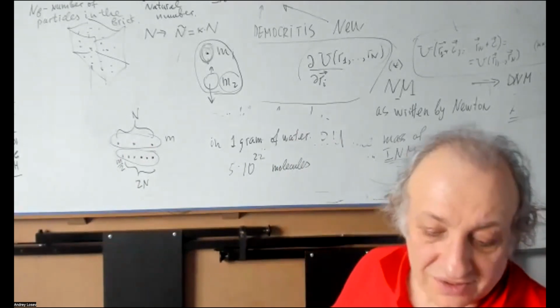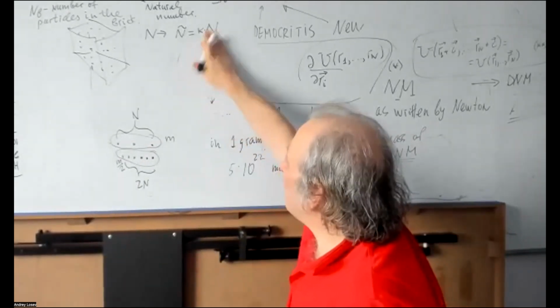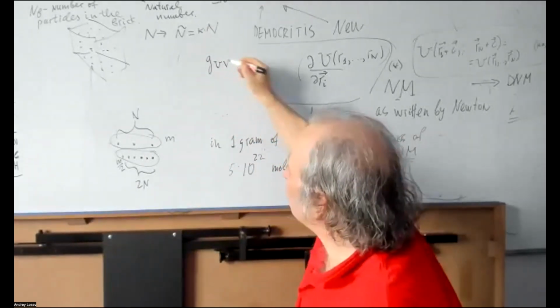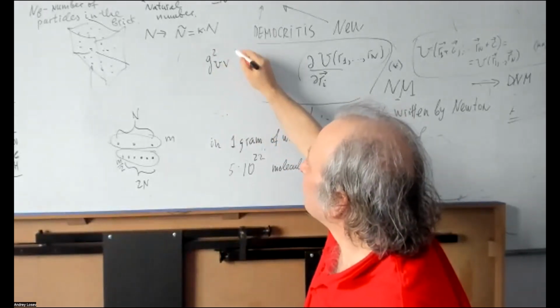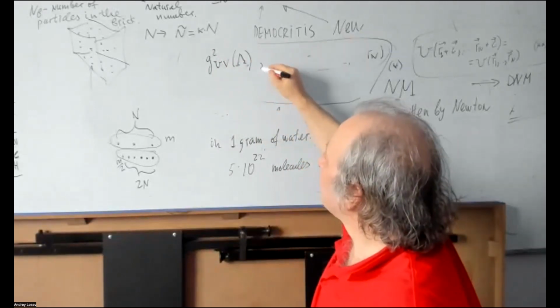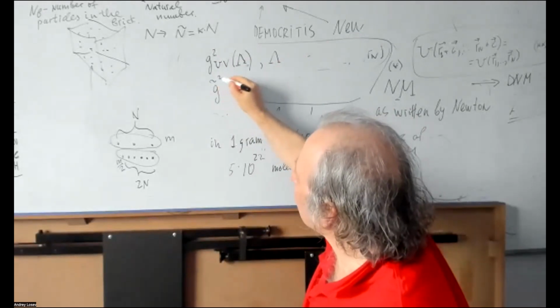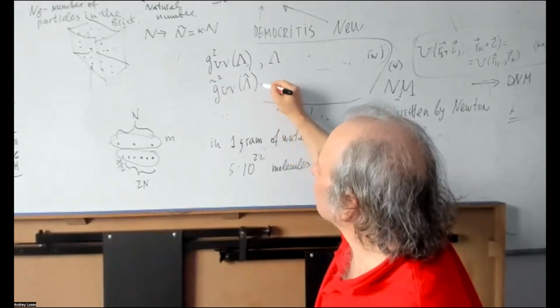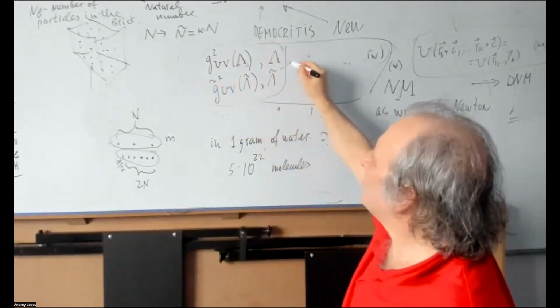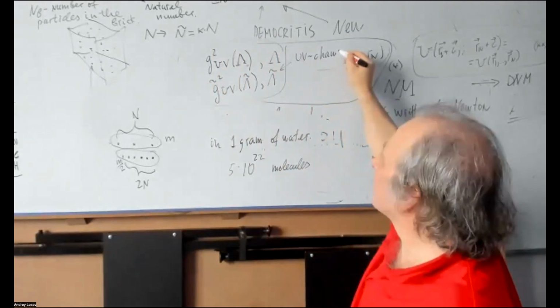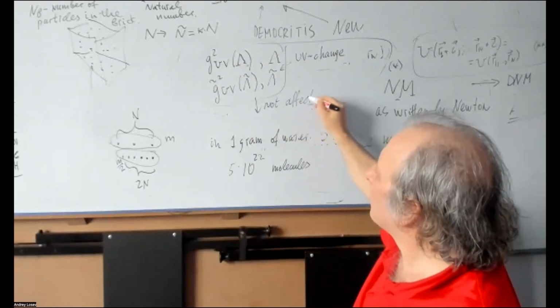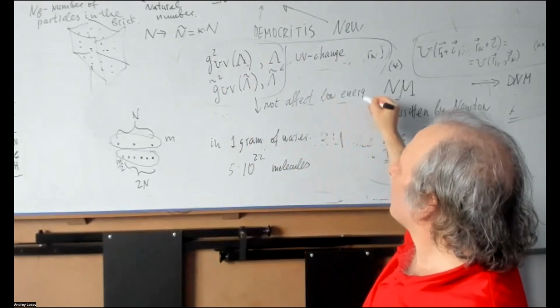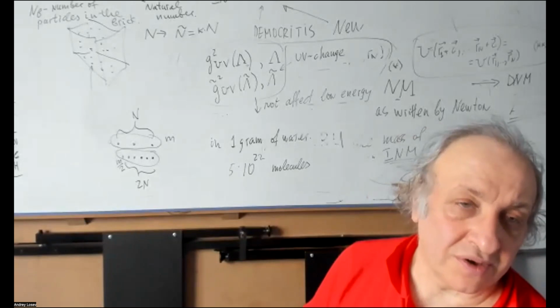So in quantum field theory, you may do the following. You may change the ultraviolet coupling constant and cutoff to another ultraviolet coupling constant and a new cutoff. So this is the ultraviolet change, and it would not affect low energy. So that's how it is treated in quantum field theory. Right. But here I see the same phenomenon.